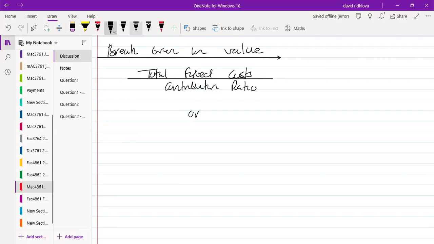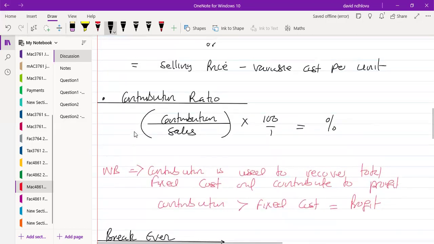The contribution ratio is an expression of contribution as a percentage of sales. So we are saying if you sell for 100 rand, how much of that 100 rand represents contribution, which is your sales minus your variable costs. That's what it means. So it's just an expression of contribution as a percentage of sales. Hope it makes sense.